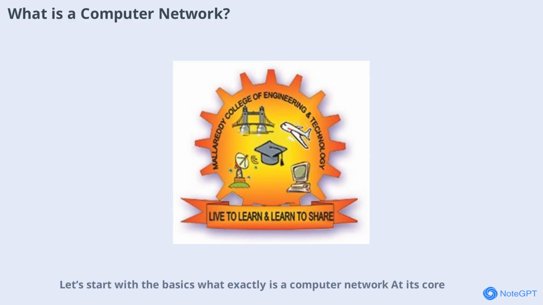Let's start with the basics. What exactly is a computer network? At its core, a computer network is a collection of devices like computers, printers, or smartphones connected together so they can share information and resources. These devices, often called nodes, communicate through various types of links, which could be physical cables or wireless signals.